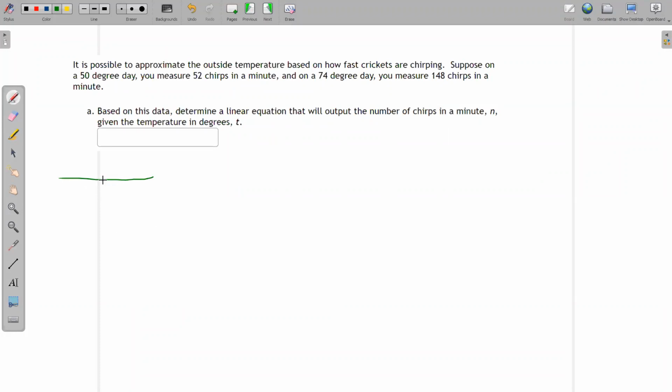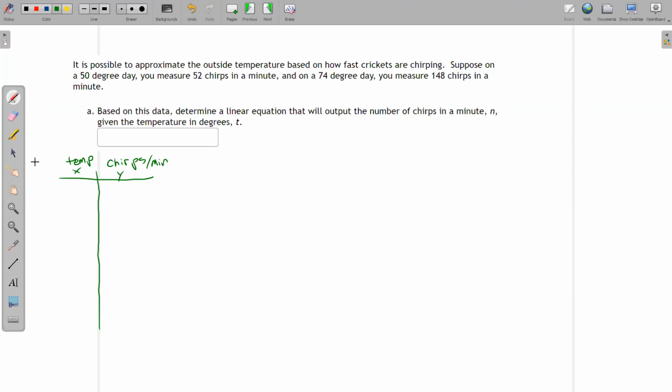So for this one right here, for my X column, let's see, the output is the number of chirps. So that's my Y, chirps. And then given the temperature, that's the independent variable. So this one right here is my temp. And the chirps is actually chirps per minute.